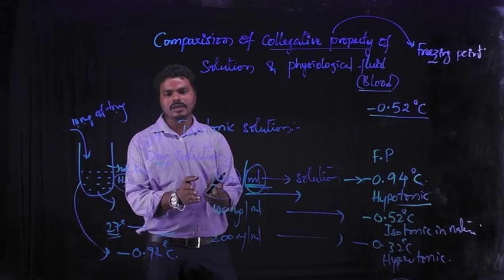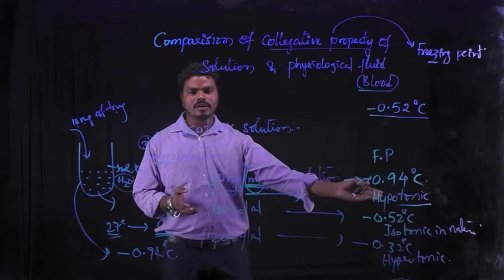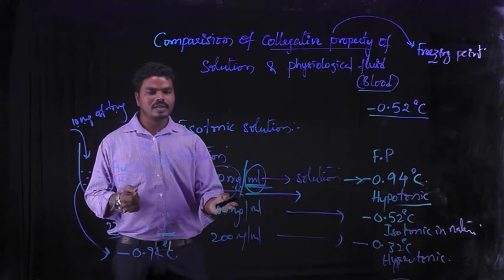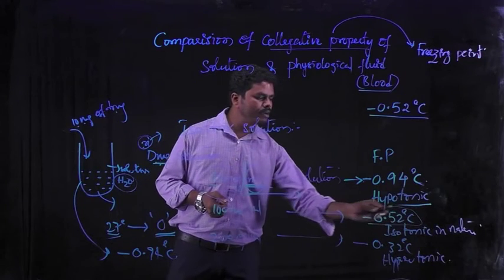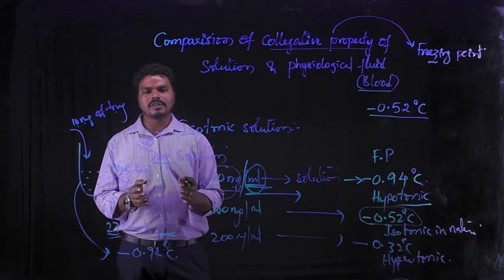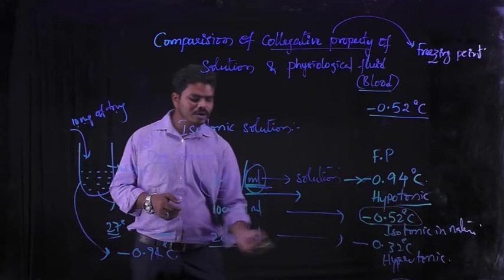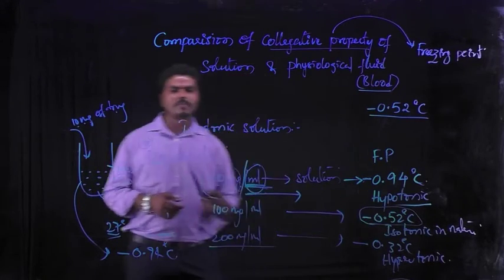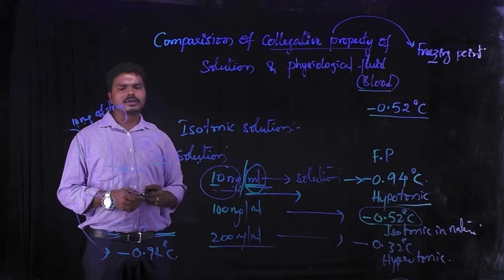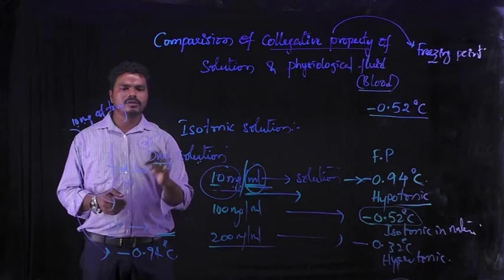So if the solution has a low concentration of the solute, then it is said to be hypotonic in nature. And if the solution has a concentration of the solute that can produce the same freezing point as that of the blood, that concentration is said to be the freezing point concentration of a particular drug in a particular solution. And if the concentration is increased beyond that, then it produces hypertonic solutions. So in this way we can determine the tonicity of the solution. This is one type of method which is used to determine the tonicity of solutions.